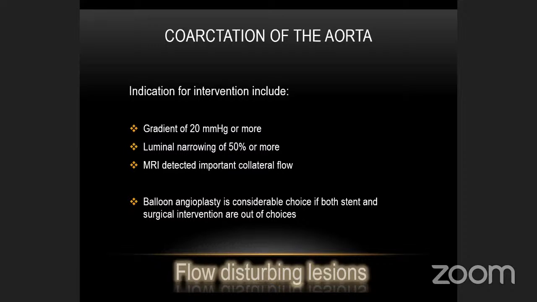Indications for intervention include a gradient of 20 millimeters of mercury or more, luminal narrowing of 50% or more, and MRI-detected important collateral flow. Balloon angioplasty is a considerable choice if both stent and surgical intervention are out of options.